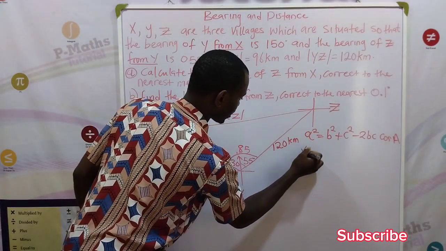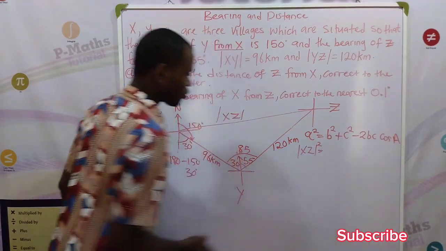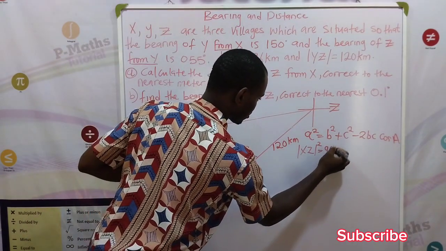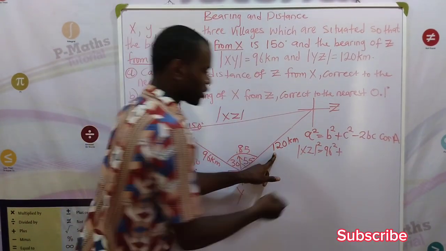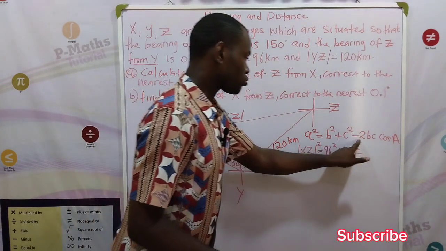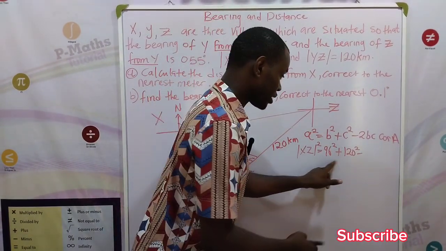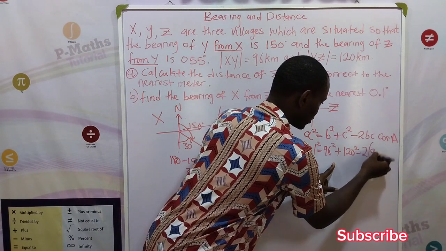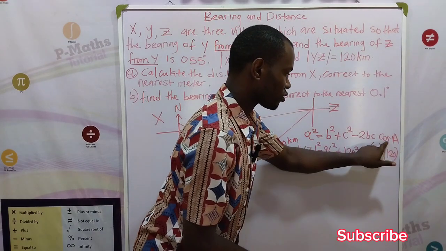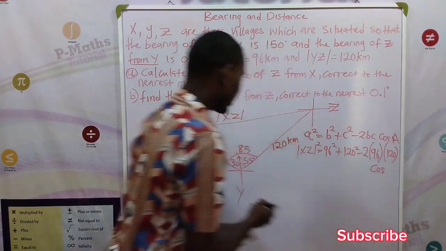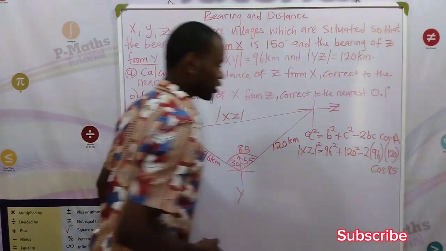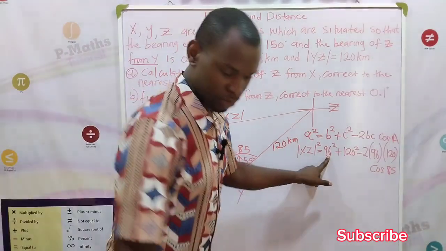So we say XZ raised to the power of 2 is equal to b squared. Let's take this as b squared, which is 96 squared, plus c squared, which is 120 squared, minus 2bc. Okay, the two numbers are b and c. So we have 2 into 96 into 120, then cos A, let me write it here, because our A is the angle at this position, the included angle, which is 85. All right, let's simplify. Point your calculator here.